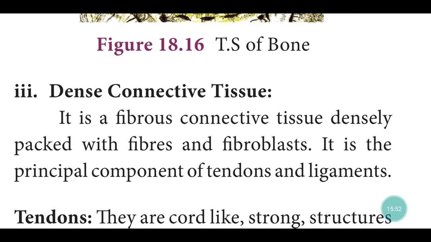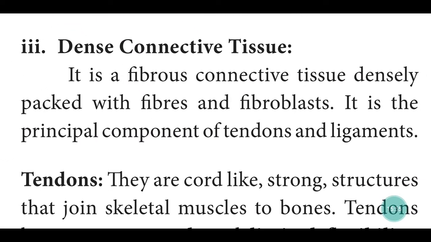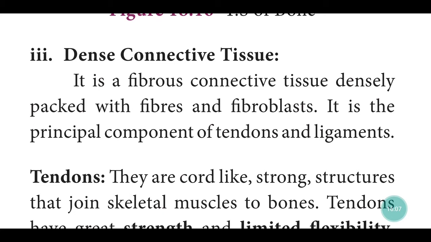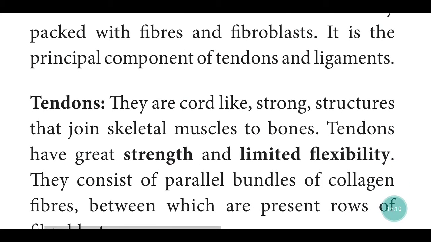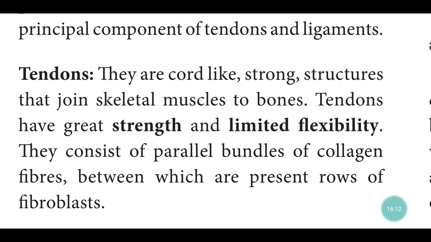Next, dense connective tissue. It is a fibrous connective tissue, densely packed with fibers and fibroblasts. These are all cells. It is the principal component of tendons and ligaments. Tendons, what are tendons? They are cord-like, thread-like, strong structures that join skeletal muscles to bones. What is skeletal? Bone. Muscles that are attached to the bone are called skeletal muscles. Those muscles attach to the bone with the help of tendons.